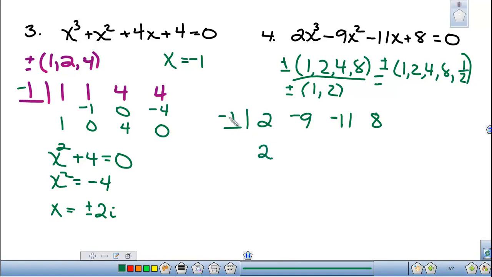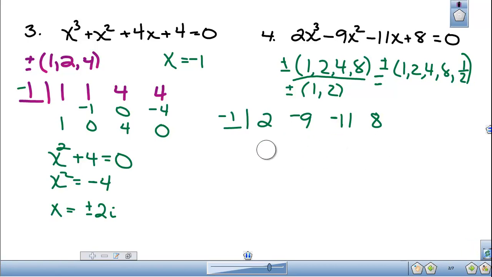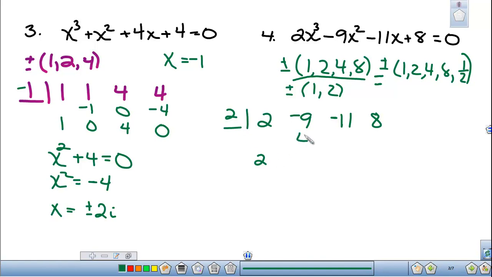Drop down the 2, negative 2, negative 11, positive 11. That gives me a 0. And then when I add that 0, I get 8. And then once again, I'm looking for that number to be equal to a 0. So once again, back to the drawing board, we've got to scratch that off our list. And we will go with the number 2. And again, repeat this process.